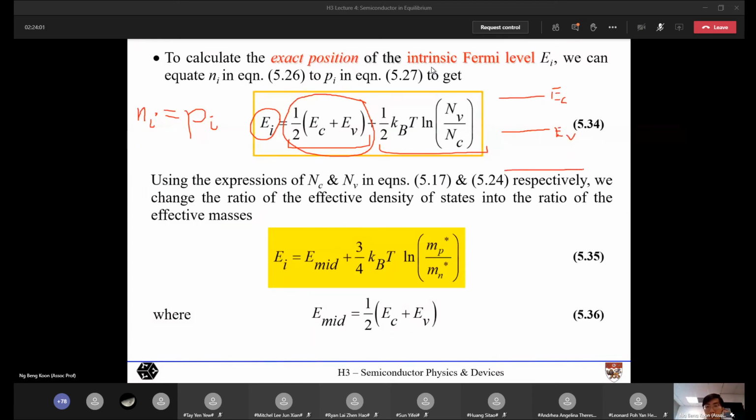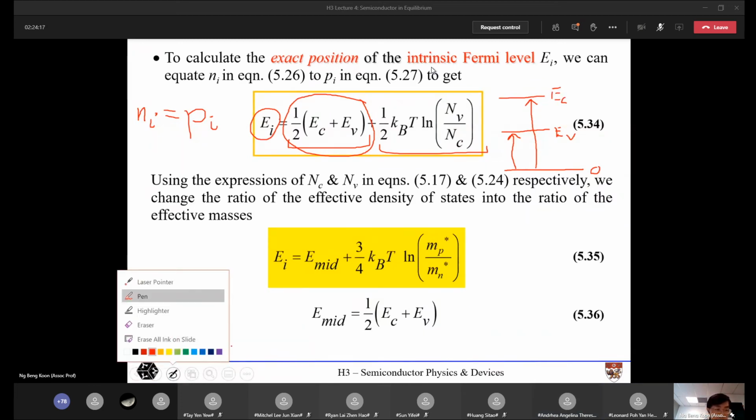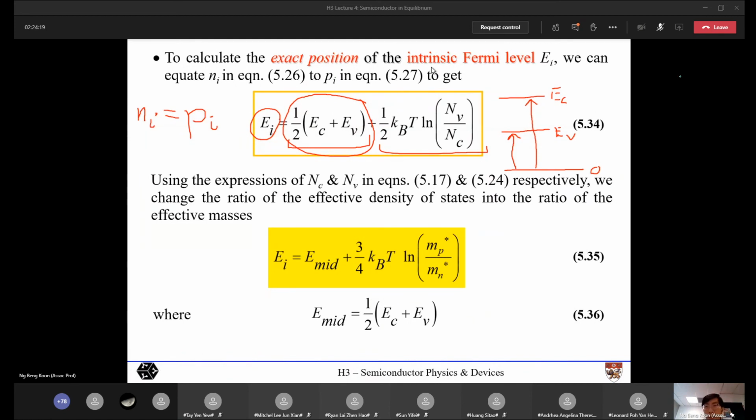Okay, so when you halve the sum of these two values, let's say this is a zero value. From here to here is EV. From here to here is your EC. If you add the two and you take the average, what do you get? You will get the middle of EC and EV, right? If you sum the two and take the average. In other words, this half EC plus EV is really the middle of the band gap.